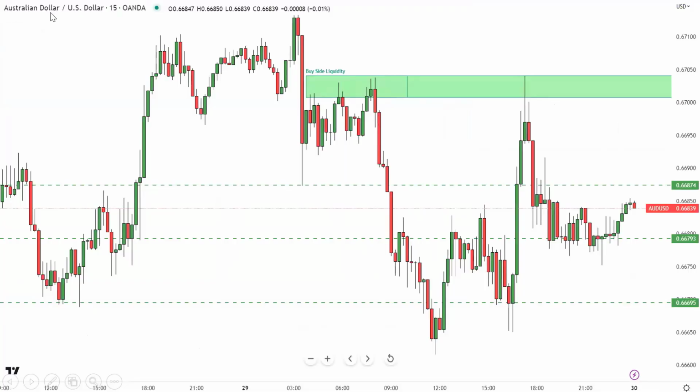Now we are looking at the Australian dollar, US dollar, which is the trade that I took. We can see there was buy side liquidity at this area. You can see that there was a fair value gap, which needed to close. So I got short at this level, went back up. I really thought the price was going to stop me out, just by a few pips. And then the market price collapsed, closed take profit 1.